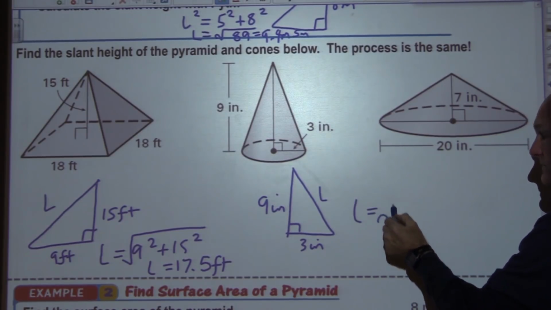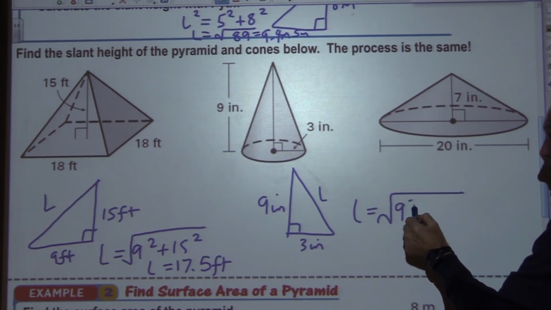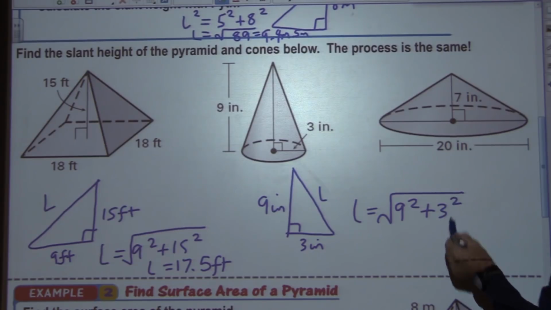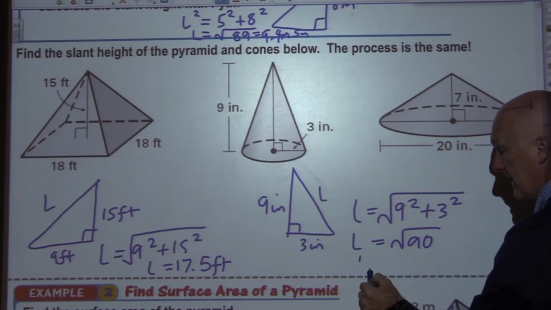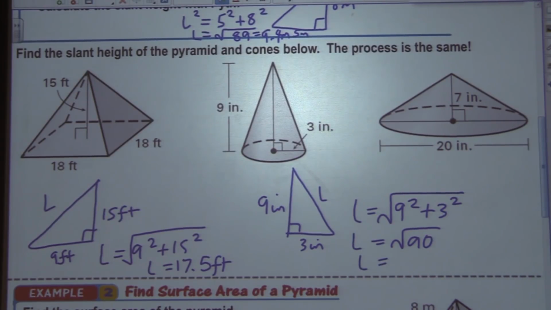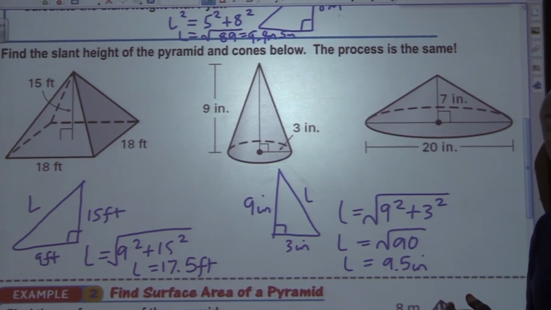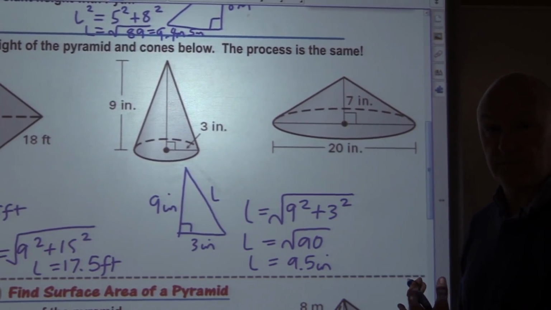L is equal to the square root of 9 squared plus 3 squared. So that's going to be the square root of 81 plus 9, which is 90. And when we do the square root of 90, we actually get 9.5 inches. Remember, all we're doing here is finding the slant height using Pythagoras.